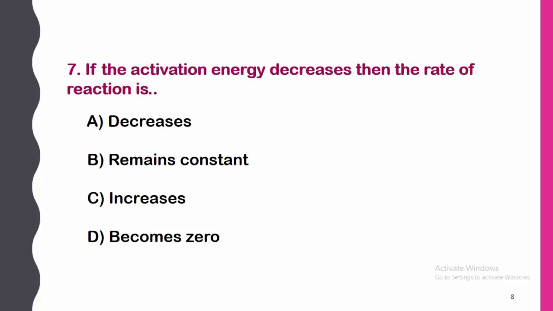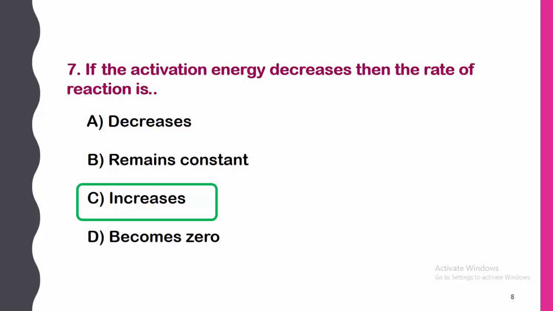If the activation energy decreases, then the rate of reaction: decreases, remains constant, increases, or becomes 0. Very simple. The answer is option C, that is, increases. In front of you, just visualize an energy profile diagram. Whenever the energy of activation decreases for a particular reaction, it means a very small amount of energy is required for converting reactant into the product.